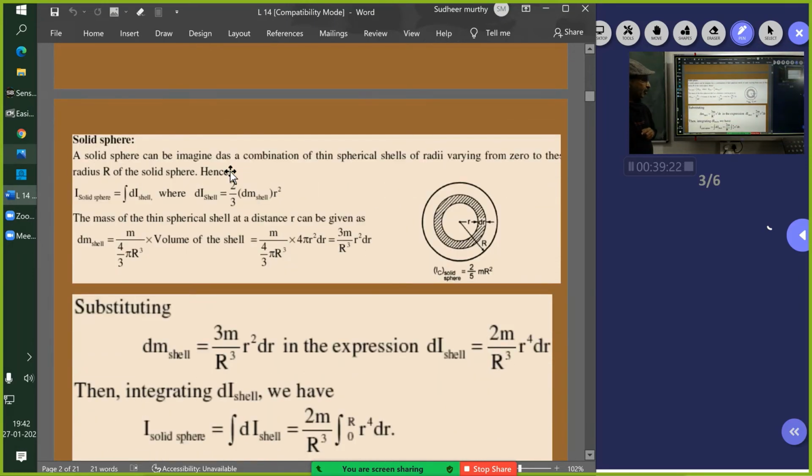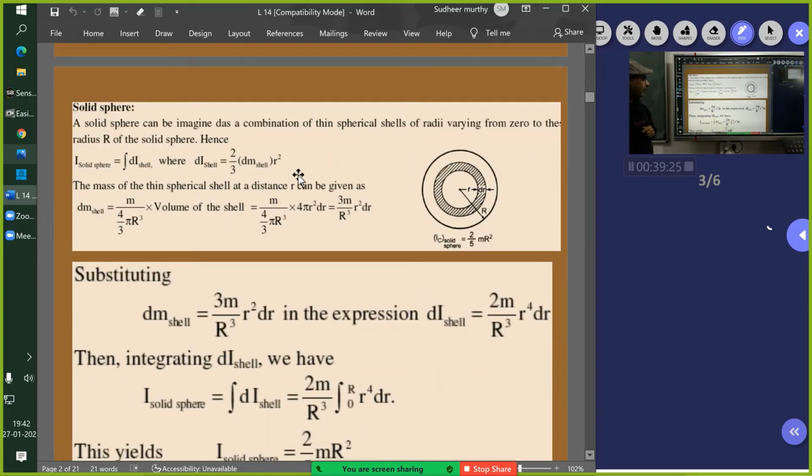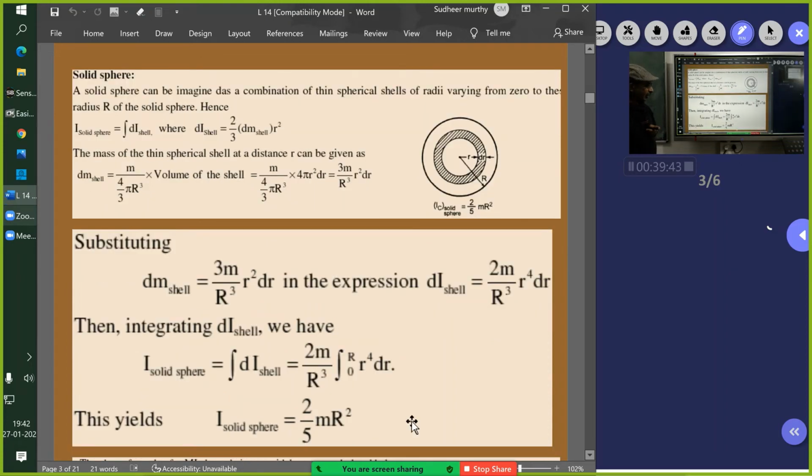I was trying to get it with the spherical coordinate system. Anyway, I'll end up doing that. I'll teach you that sometime later. So for a solid sphere, we have already used 2 by 3 dF of shell, r square. The same thing, what you said here, r square is put here. So when we substitute this, we get 2 by 5 mr square. Fine?